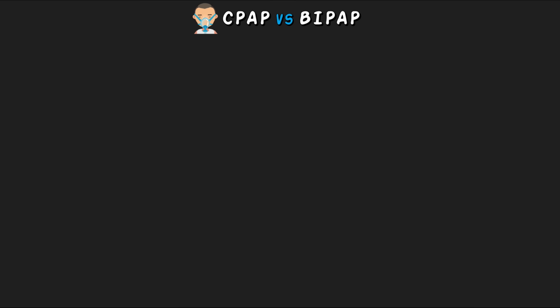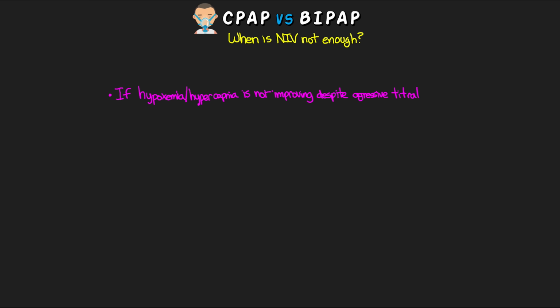And the last thing I really want to talk about real quickly is, when is our non-invasive ventilation not enough for our patients? Sometimes the support that we provide to our patients is just not going to be enough for them. And so some of the things that we want to be cognizant of and be aware of is if either our hypoxemia or our hypercapnia is not improving despite aggressively titrating the therapy, then at this point we may need to look to intubation and mechanical ventilation.